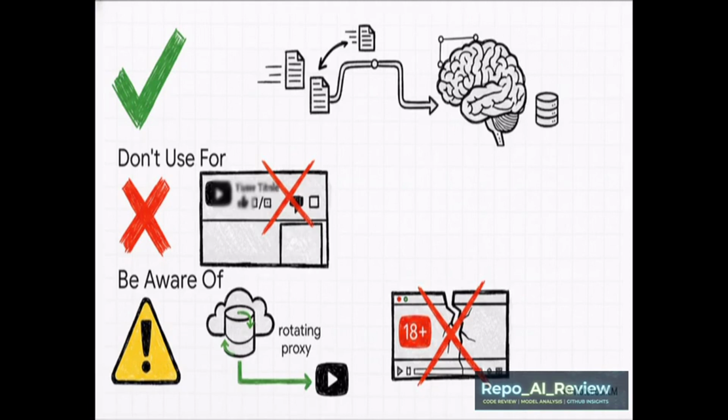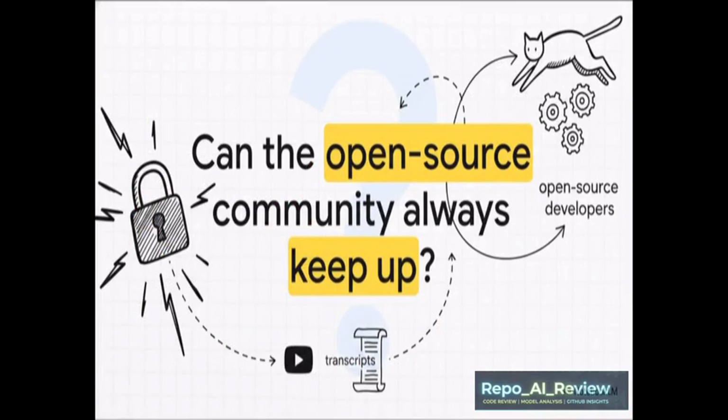You know, this whole story is just a powerful reminder of the constant cat-and-mouse game that's happening in the open-source community. And it kind of raises an interesting question. As these big platforms get more and more sophisticated at locking down their data, will developers always be able to find a way in? Or are we maybe heading towards a future where access to this kind of information is just increasingly controlled by a handful of tech giants?